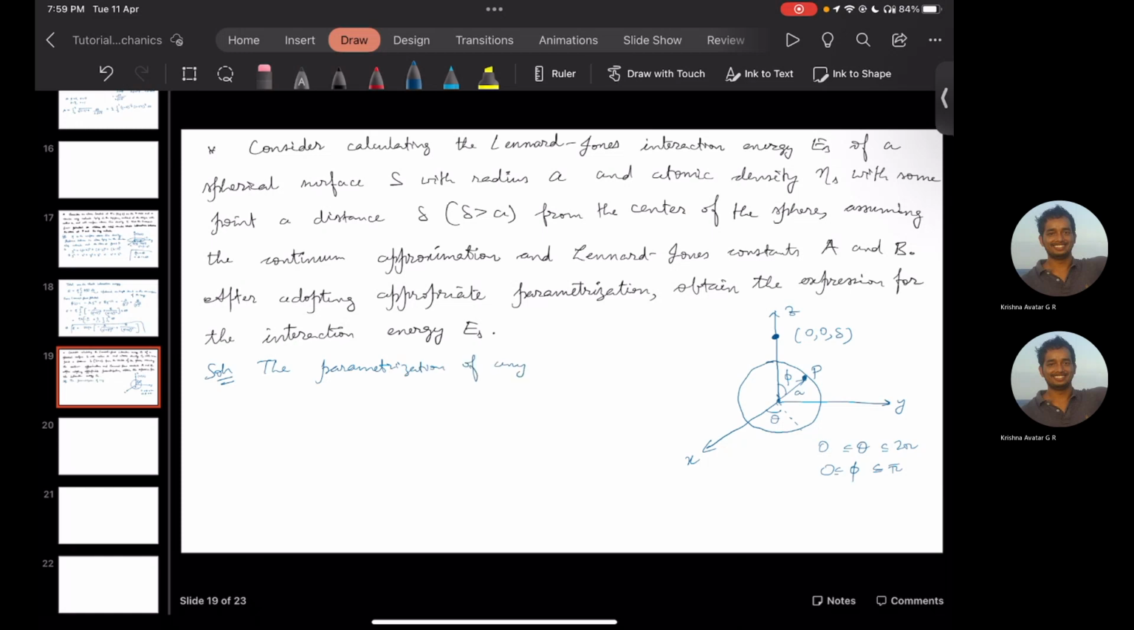Okay, so the parametrization of any point on the spherical surface S is that the r vector, as a function of theta and phi, is given by a sine phi cos theta, a sine phi sine theta, and a cosine phi.